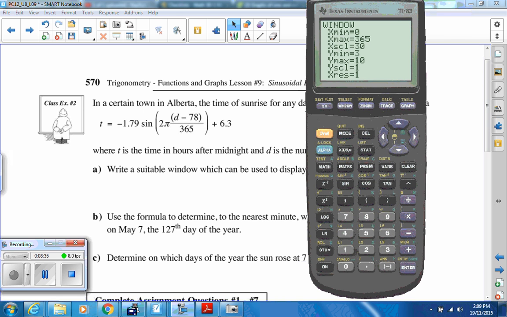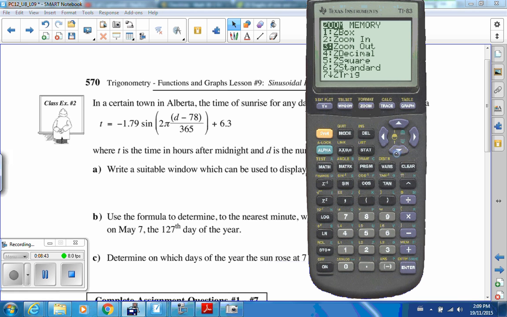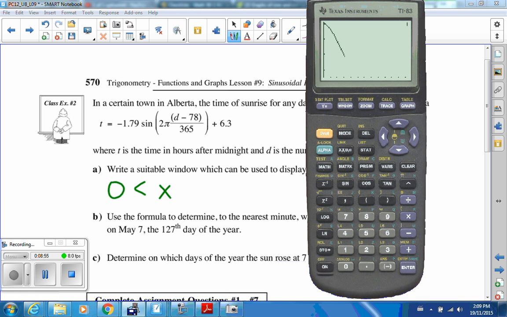But this is my new window. And now that we've got the window set for my domain really well, I'm going to do zoom fit. And what zoom fit's going to do is it's going to let me adjust my y value settings. Yeah, it works pretty well. So my x values are from 0 to 365.